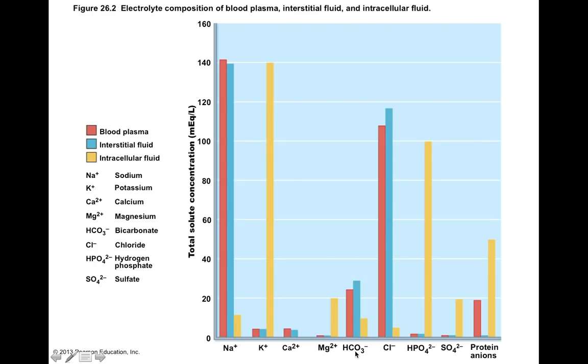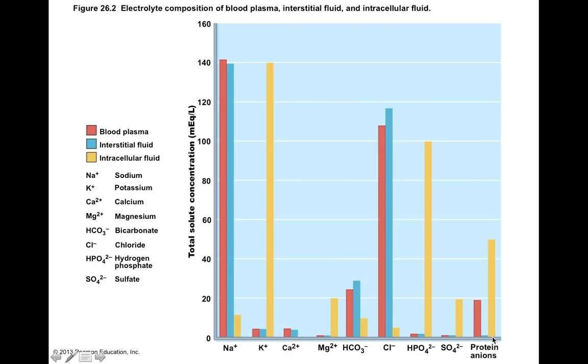Over here we have bicarbonate ion. Remember, bicarbonate ion comes from carbonic acid, but we find that this is higher in the extracellular fluid and lower in the intracellular fluid. This is an important buffer to help stabilize pH. And then chloride has the same gradient as sodium, and that makes sense because sodium and chloride go together, right? So chloride's higher in the extracellular fluid and lower in the intracellular fluid. And then we have sulfate and protein ionizations.